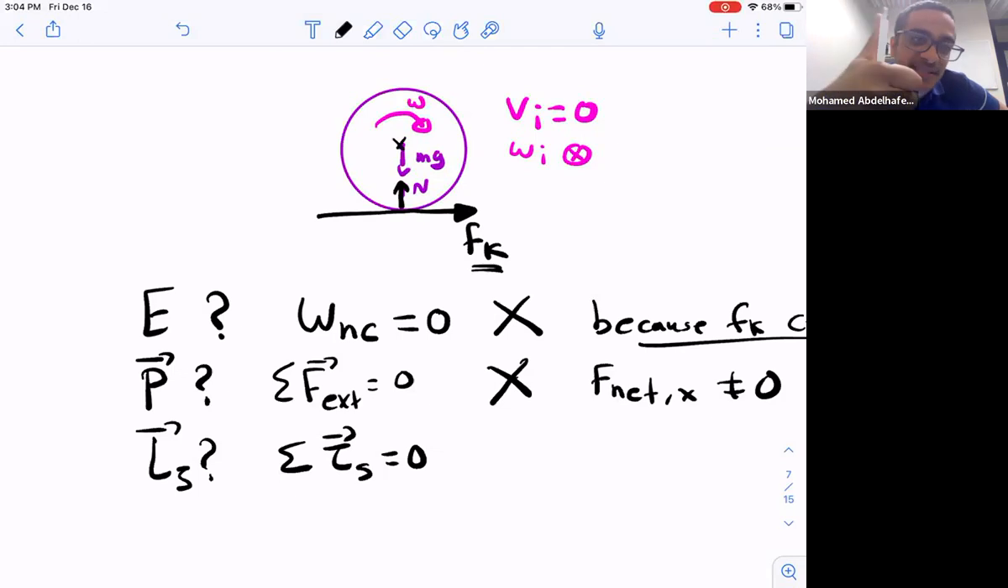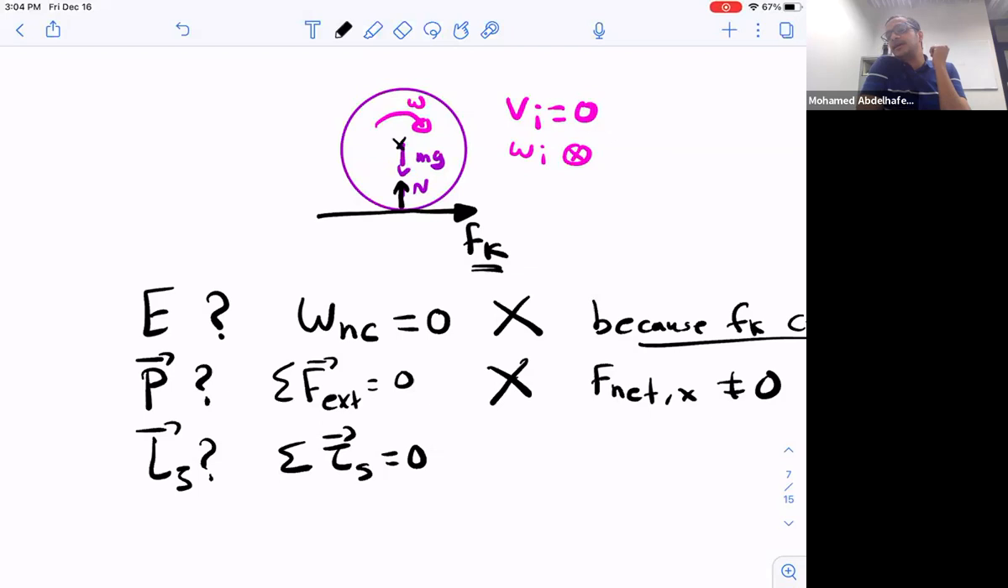Yes, gravity doesn't create torque about center of mass. Normal force doesn't create torque about center of mass because it's parallel, but friction does. So that's not a good point. Angular momentum about center of mass is not conserved. So we need another point. We need to figure out maybe there is another point. But any questions about this kind of center of mass situation?